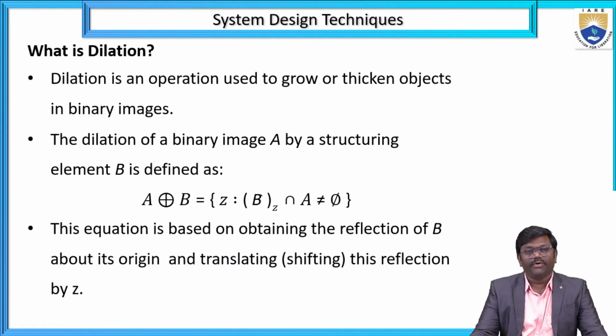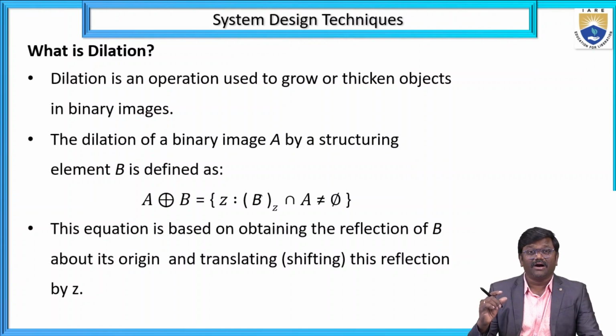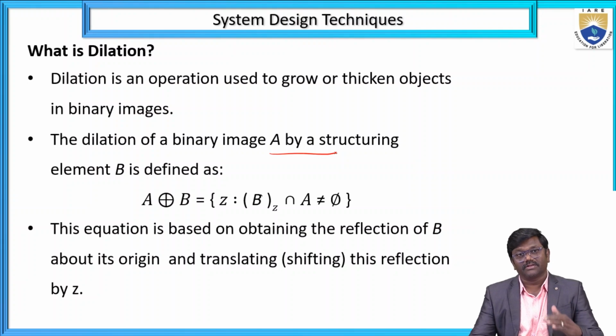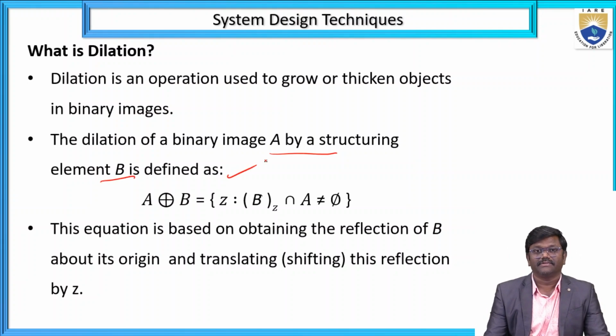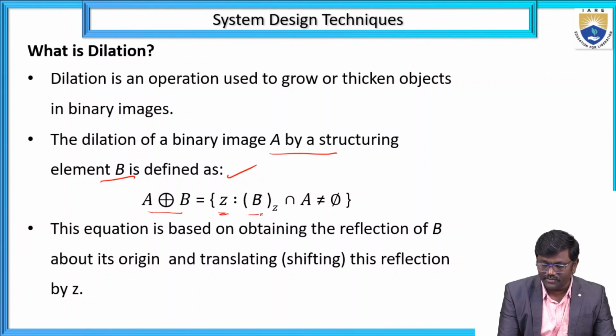So once we understand in detail the design techniques applied through morphological operations for the erosion process, now we are going to use another type of operation, which we call dilation. It is an operation used to grow or thicken objects in binary images, where the dilation of a binary image A by a structuring element B is defined as A dilation B, where z belongs to B, and the intersection of A is not equal to phi.